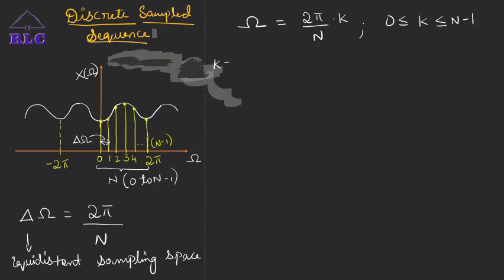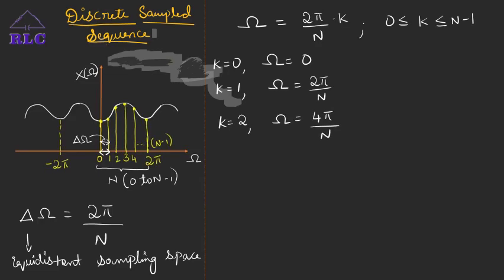Say if k is equal to 0, omega is 0, which represents the distance 0. At k is equal to 1, omega is equal to 2 pi by N, which represents the sampling distance from the 0th sample to the 1st sample. If k is equal to 2, the omega value is 4 pi by N, which represents the distance from the 0th sample to the second sample, and so on.